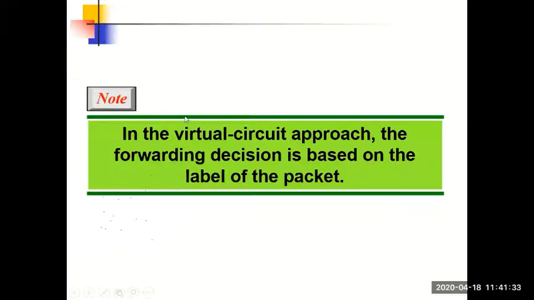So in the virtual circuit approach, the forwarding decision is based on a label given to the packet. Please remember, we attach a label to the packets coming from a single message. We call that single message a single flow and the label which we attach a flow label. We'll see the 3 phases now.